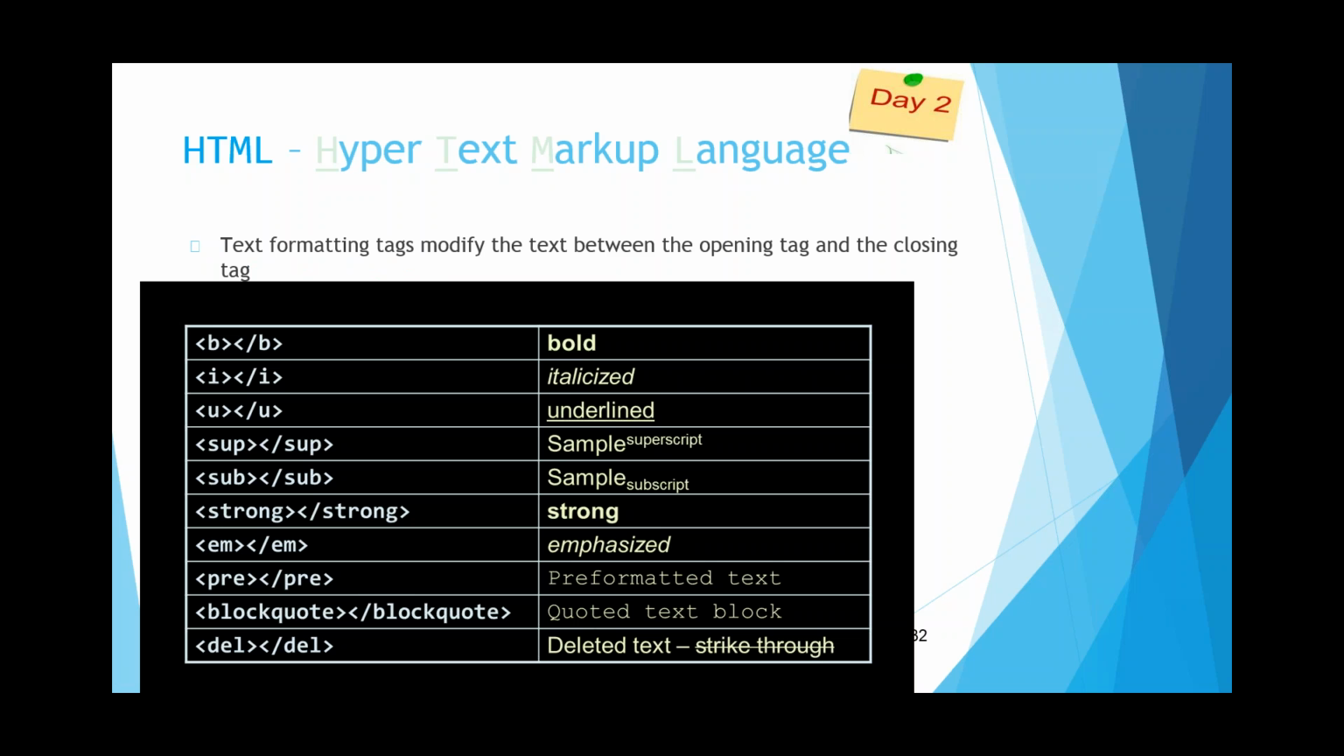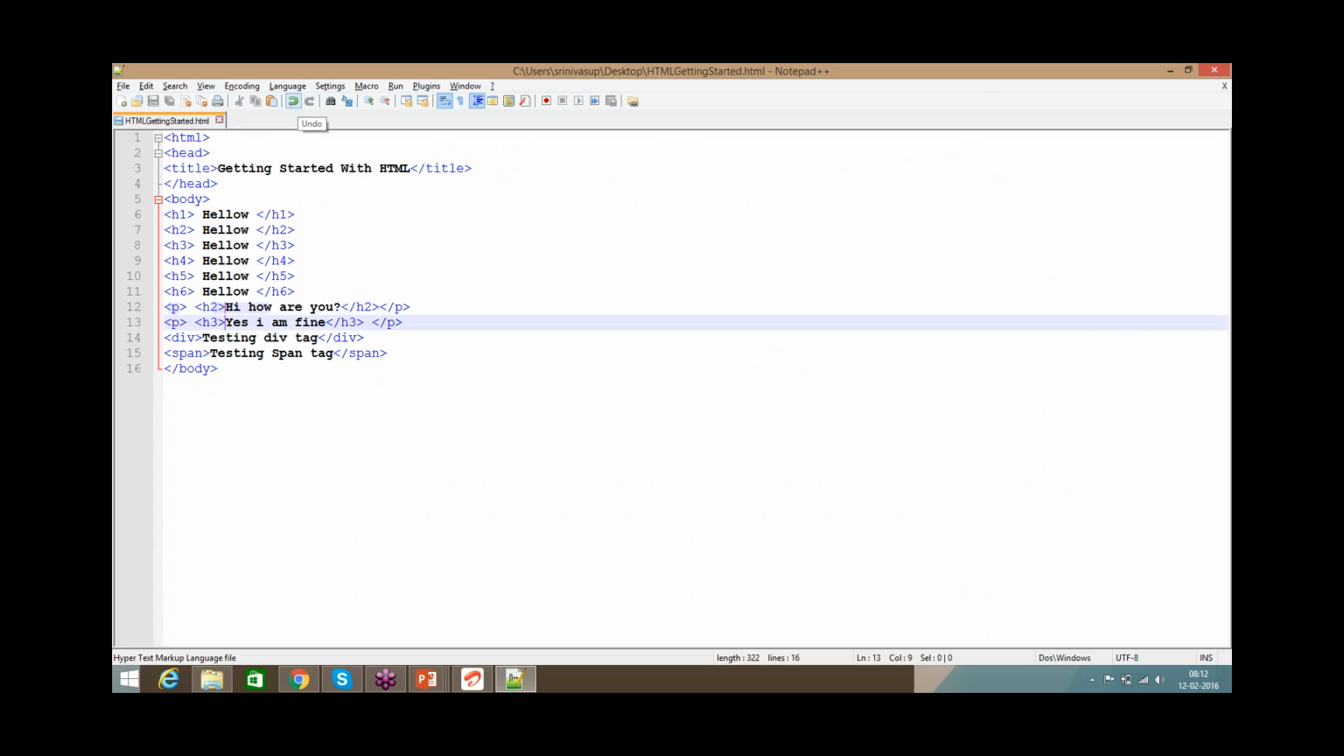That is the b tag, used to represent your content in bold letters, and i, italicized, and u, to underline your content or text. With sup, that is superscript, and sub means subscript. This superscript and subscript we'll see with a simple example.